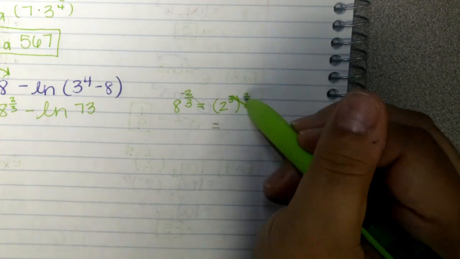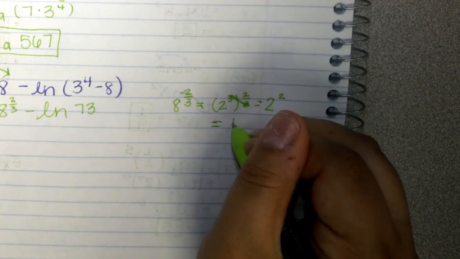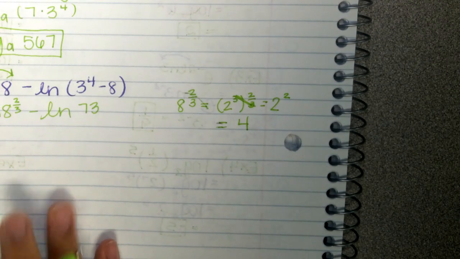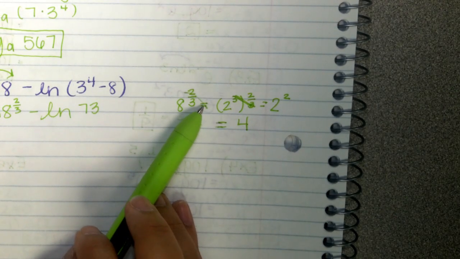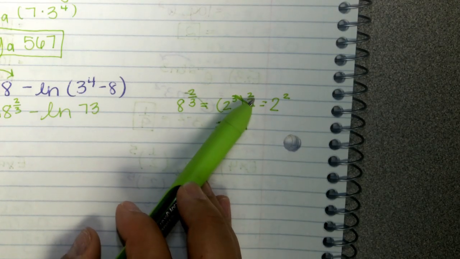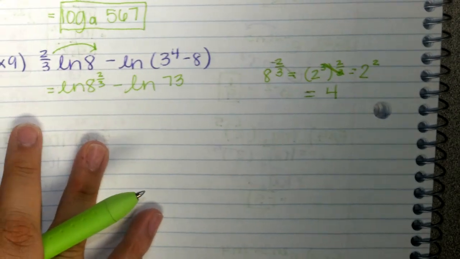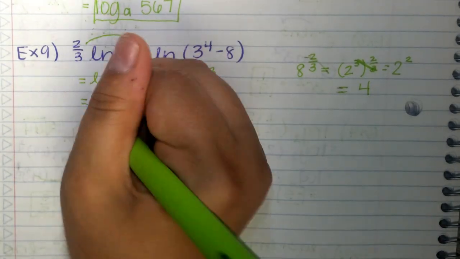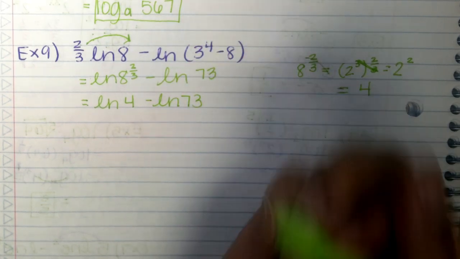All right, what's that leave me with? 2 squared. And what is 2 squared? 4. So let me say that again. 8 to the 2/3. 8 is 2 cubed times 2/3. The 3 cancels, so you're left with 2 squared, which is 4. So this right here becomes the natural log of 4 minus the natural log of 73.